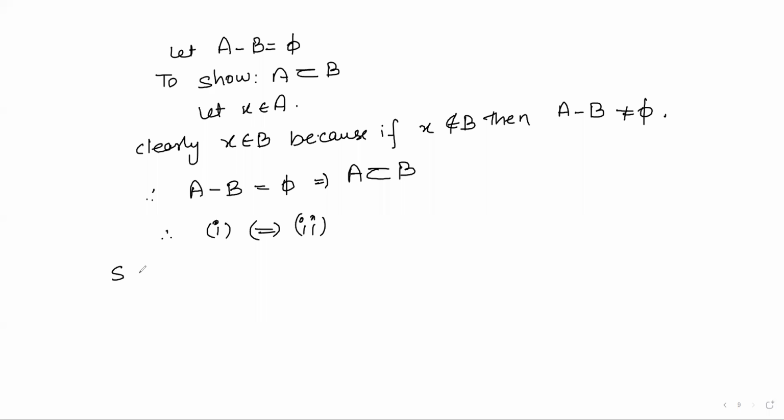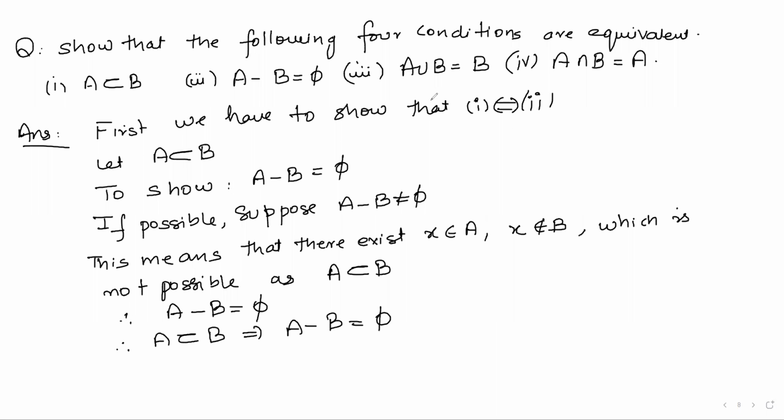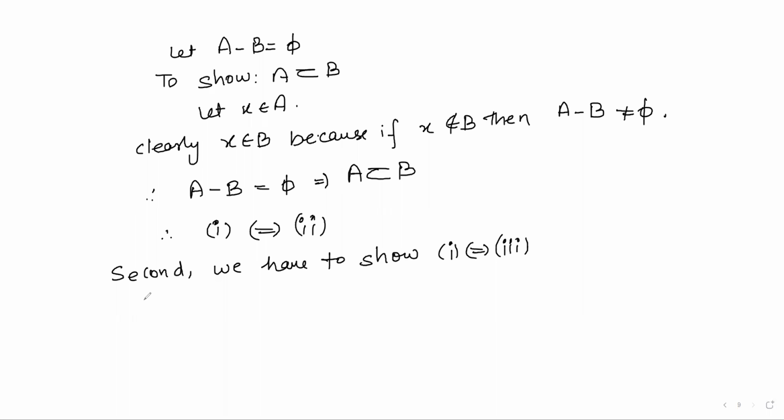Okay, now second, we have to show that whenever first is true, then third is true. What is the first one? First we have this, and third is A union B is equal to B. So what we need to do: let A be a subset of B, to show A union B is equal to B.